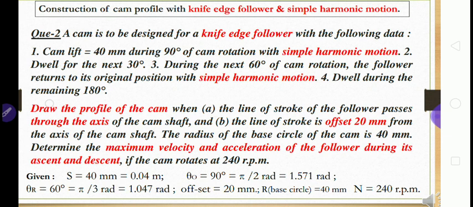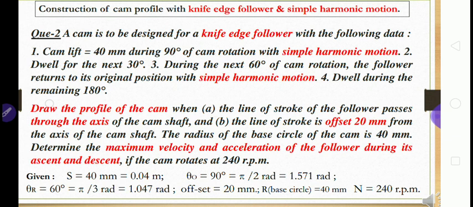Convert it into radian. It is necessary to convert it into radian in this problem because further, maximum velocity and maximum acceleration are also asked. In the last problem we have not converted these degrees into radian. So in this problem it is required. That's why immediately I will convert these degrees into radian. 90 degrees is equal to pi by 2 radian, that is 1.571 radian, or theta r is equal to 60 degrees is equal to pi by 3 radian, that is 1.04 radian.